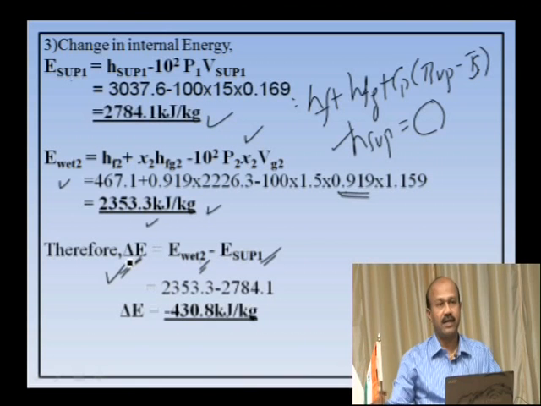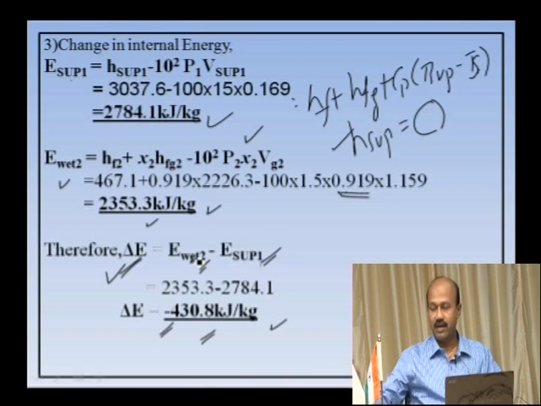Therefore, change in energy, delta E, is equal to E wet 2 minus E1, final condition minus initial condition. Here it is minus 430.8 kilojoules per kg, the change in internal energy, because initially it is superheated, with more temperature and more pressure in the steam. After the process it becomes wet steam, the quality has reduced, therefore 430.8 kilojoules per kg of heat is rejected from the steam. So the superheated steam becomes a wet steam, therefore it is negative.